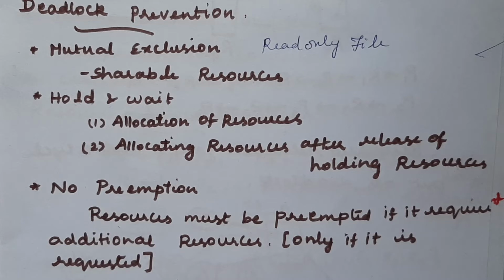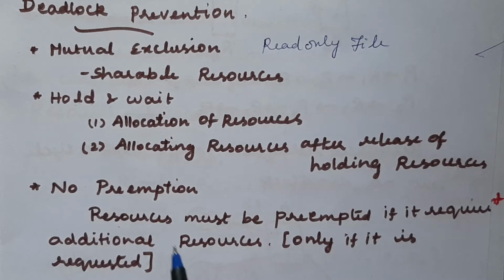Next one is hold and wait. The meaning of hold and wait is that whenever a process requests new resources, if it already holds some old resources, it should release them before requesting any new resources. This is what hold and wait is.